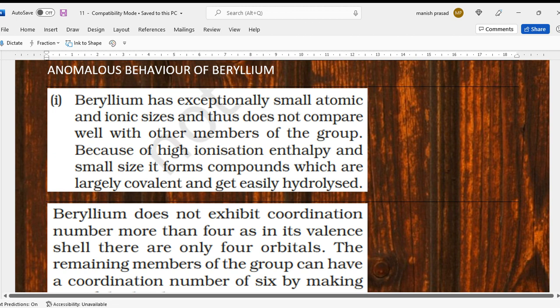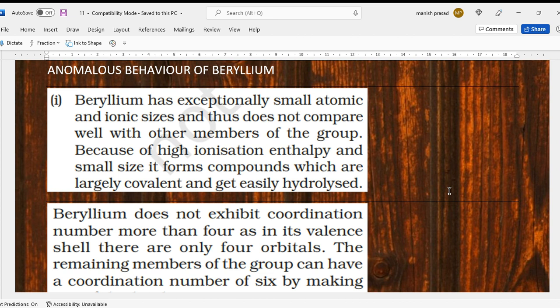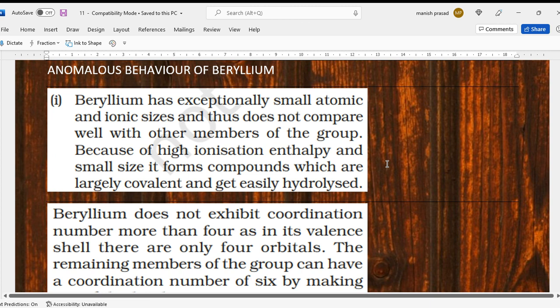Now, Aditi, yours only, the first one. Beryllium has exceptionally small atomic and ionic sizes and thus does not compare well with other members of the group. Because of high ionization enthalpy and small size, it forms compounds which are largely covalent and get easily hydrolyzed.